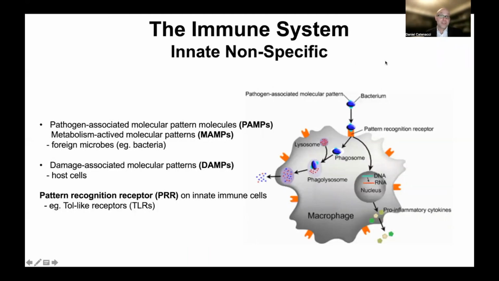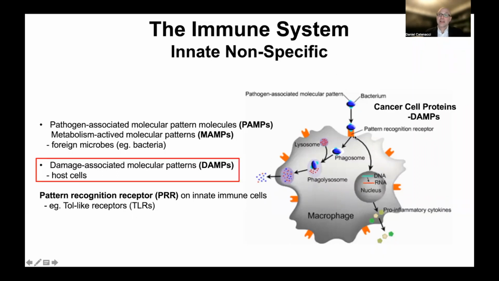Now, in addition to these PAMPs response to external or foreign microbes like bacteria, we also have damage-associated molecular patterns that are released by our own cells, called host cells. And in the event that there's a cancer, for example, that's proliferating and having a lot of cell death and turnover, it is releasing DAMPs. And another mechanism then that macrophages have is that they can, through the same pattern recognition receptor, recognize cancer cell proteins and DAMPs and internalize cancer cells and neutralize them.